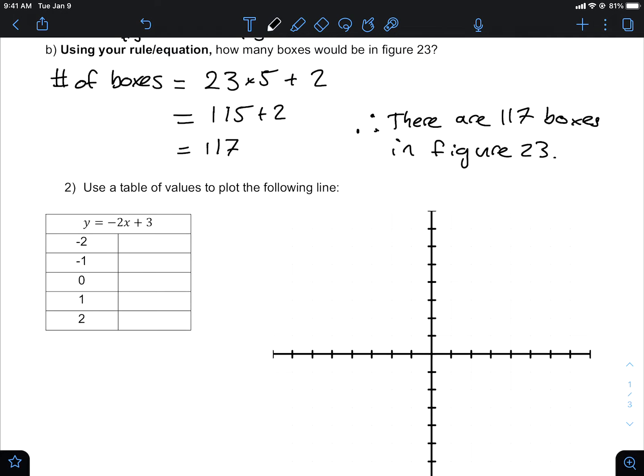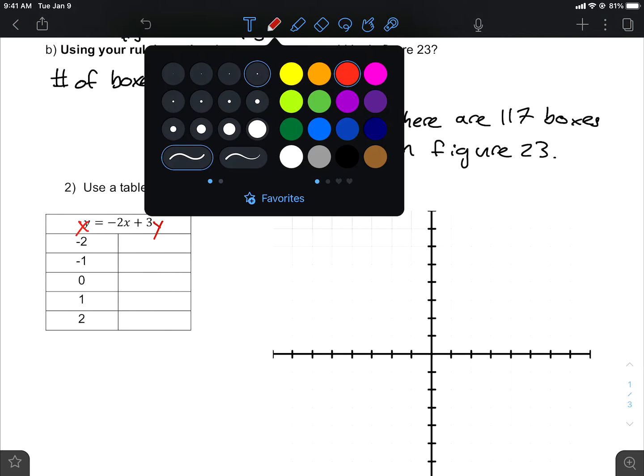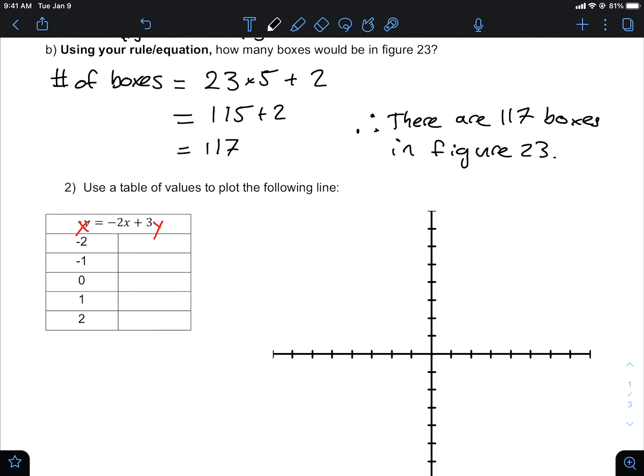Great. So now we're going to use a table of values to plot the following line. y is equal to negative 2x plus 3. And as Mr. Mackay said, essentially this column is the x column, and this column is the y column. So we're going to put all of our y values on the right-hand side for the corresponding x values on the left. Essentially all we have to do is take these x values and substitute them into our equation.